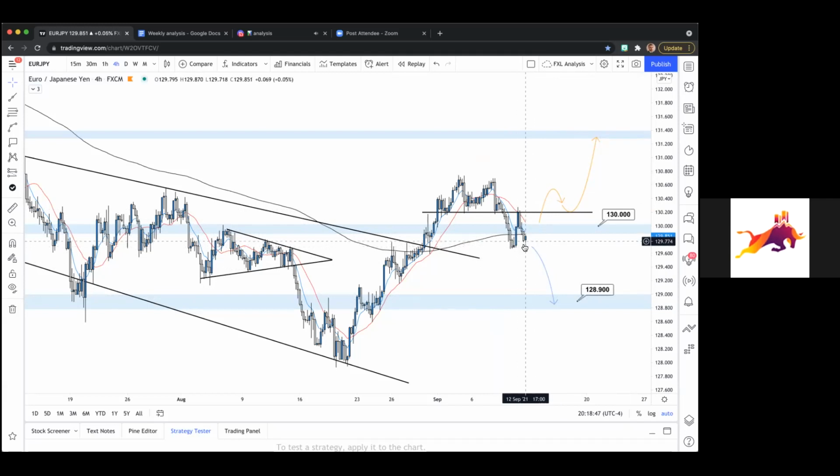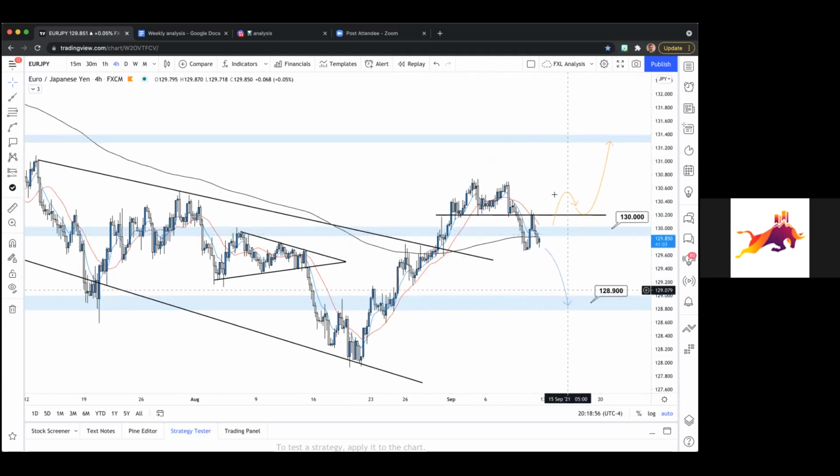But for now, I'm just going to wait. If it plays out and I miss it, so be it. I'm sticking to my rules at the end of the day. I'm not going to cry over one missed trade if it does drop anyway.